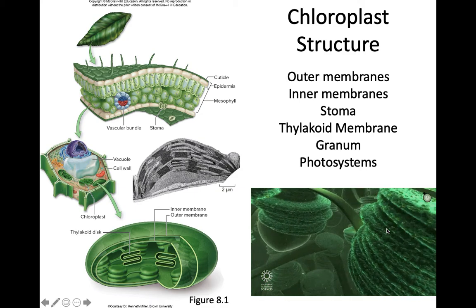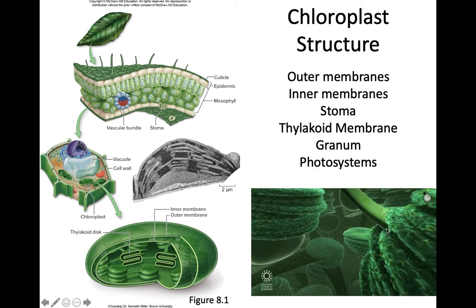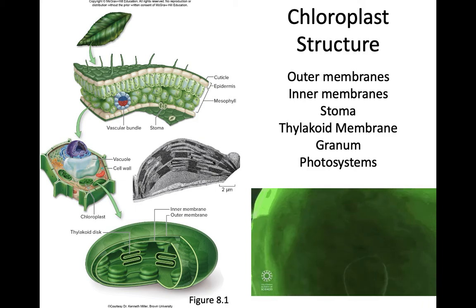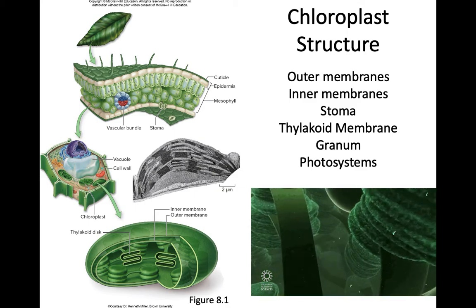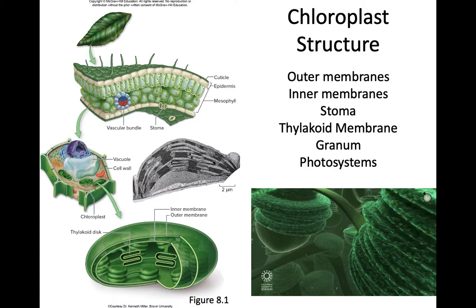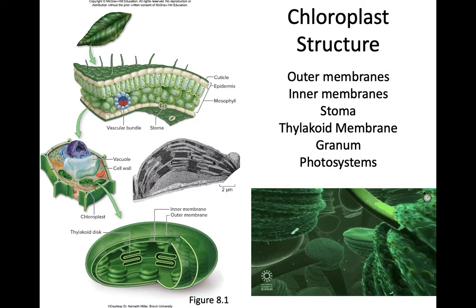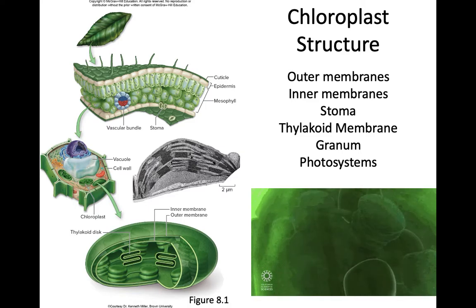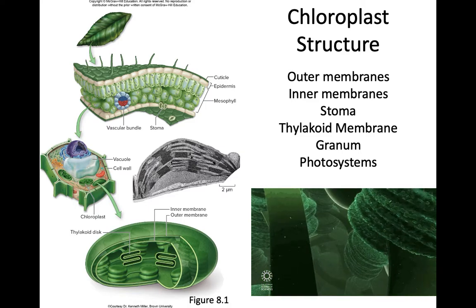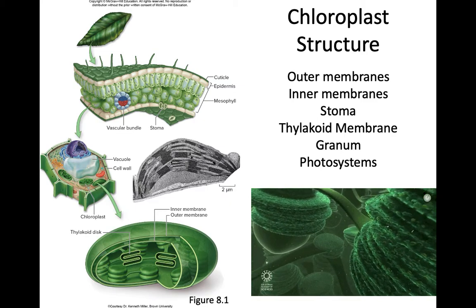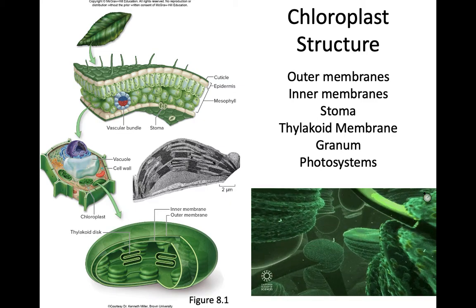The surface of the thylakoid membrane is going to be the location of the chlorophyll and other pigments, which are going to collect the light and transform the energy into ATP and NADPH. Chlorophyll and other pigments will be organized on the surface of the thylakoid membrane into structures called photosystems that we'll talk about in a little bit. And these photosystems will form the light collecting units within the chloroplast.